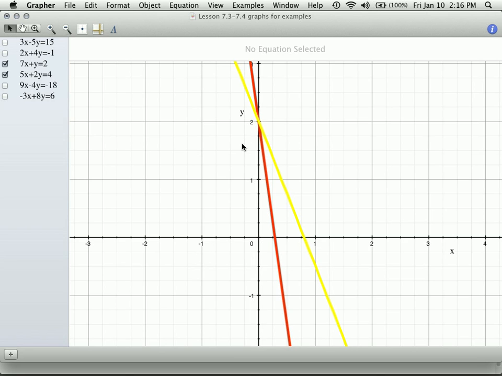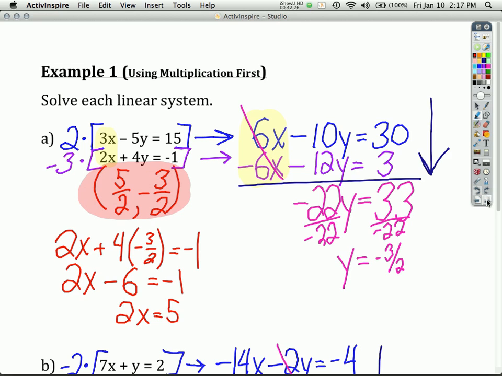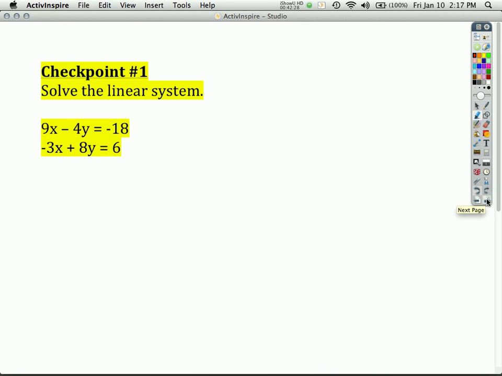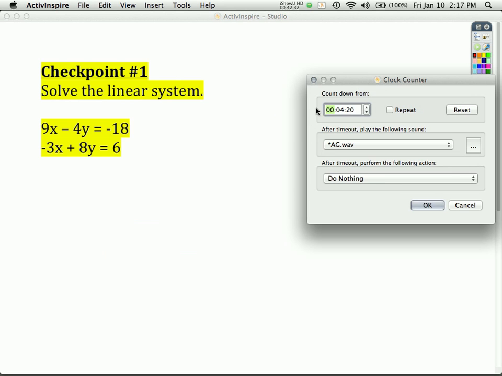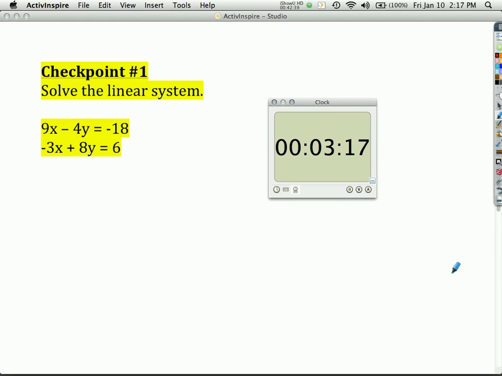So that can be found with the graph, but we eliminated that part by using clever math and using a clever method called elimination. Are there any comments or questions? Good, you guys are doing well so far. Let's see how you do on your own. Checkpoint number 1. Solve this system on your own. You got 3.5 minutes. If that turns out to be not enough time, I will increase the time by a minute, but I think that should be fine.